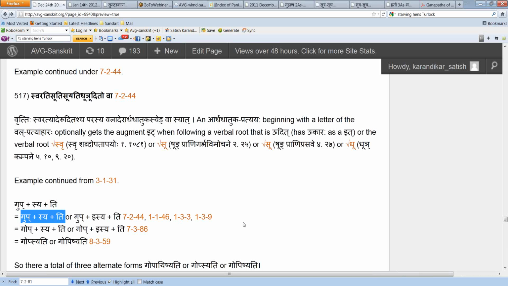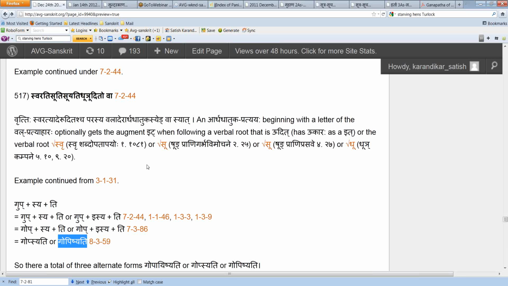Svarati, sUti, sUyati, dhUnyudito vA. That'll be iDagama optionally. So we'll get the two forms, gopsyati and gopisyati. Of course, the final step is Adesha-pratyayayoh. So this is what we saw.